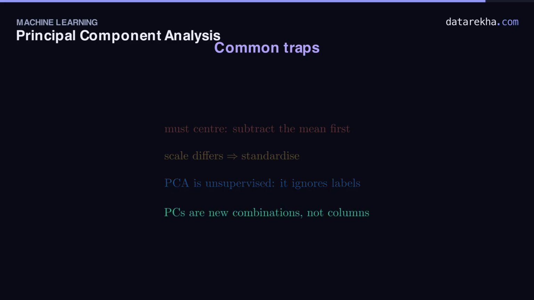Trap 4. Confusing this with feature selection. Principal components are brand new features, linear blends of the originals, not a subset of the columns you started with, which also makes them harder to interpret.